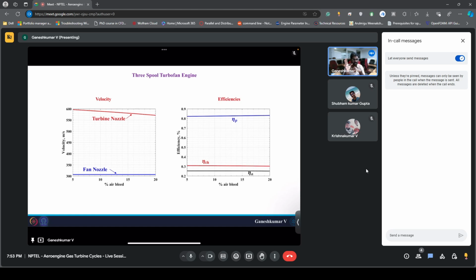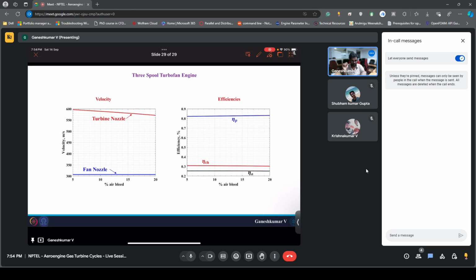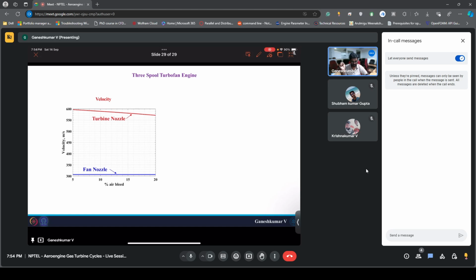If you are increasing the air bleed from 5% to 20%, these are all the expected changes that you would see in terms of different parameters, including performance parameters and also the station properties, pressure and temperature, in a three-spool turbofan engine. Okay. I hope this would be helpful for you to understand the concepts also. And if you have any questions, you can ask me now.